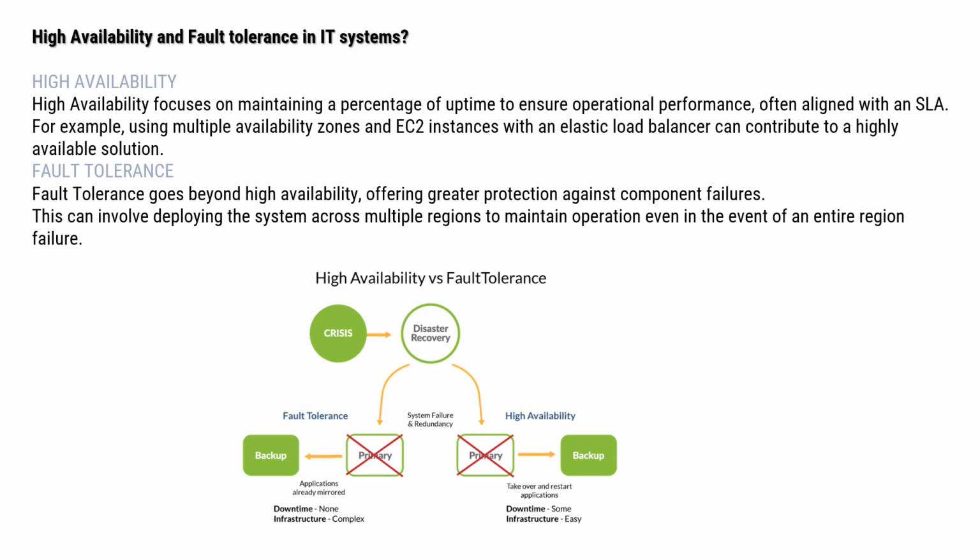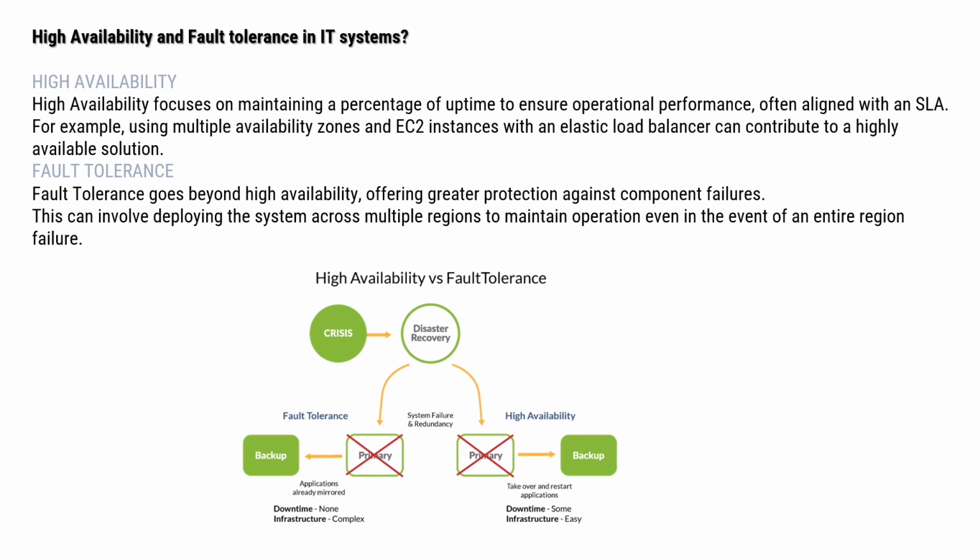Are you confused about the difference between high availability and fault tolerance in IT systems? Let's break it down. High availability focuses on maintaining a percentage of uptime to ensure operational performance, often aligned with an SLA. For example, using multiple availability zones and EC2 instances with an elastic load balancer can contribute to a highly available solution. Fault tolerance goes beyond high availability, offering greater protection against component failures.